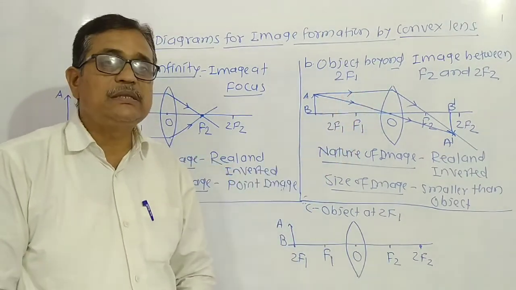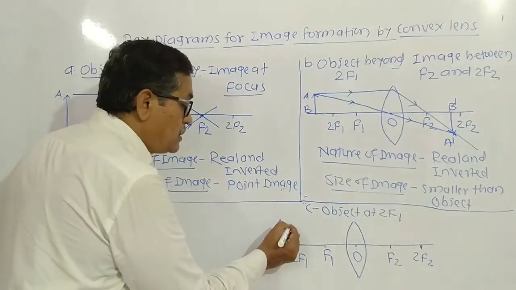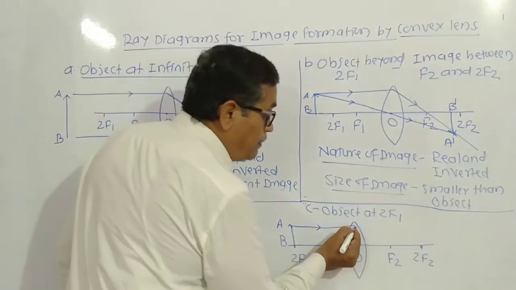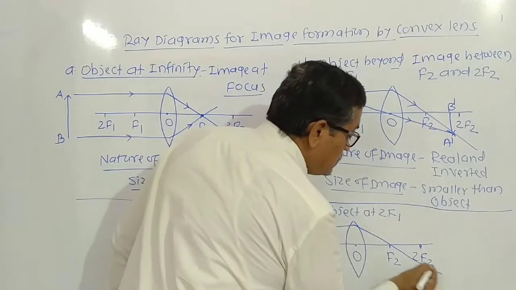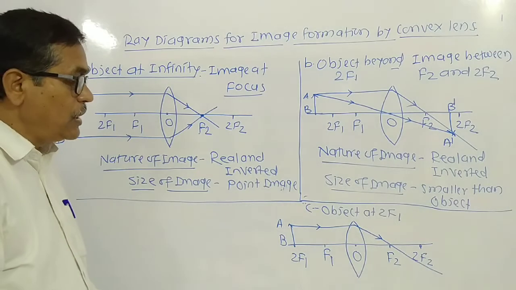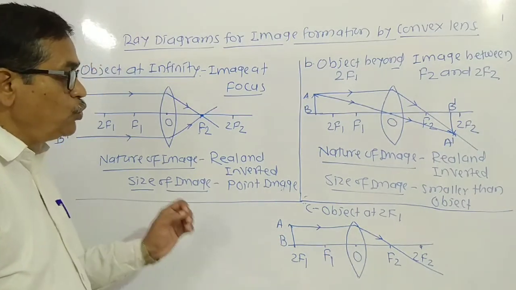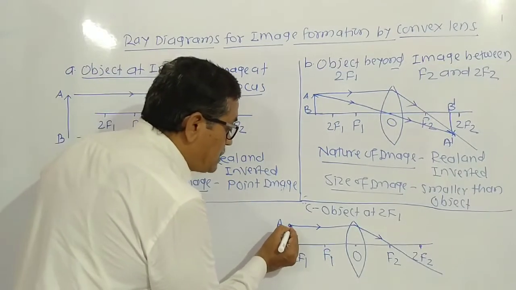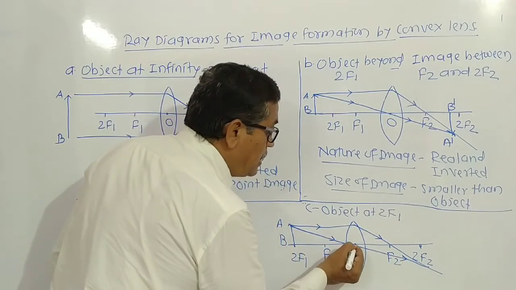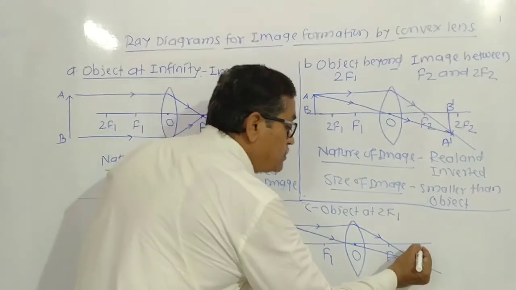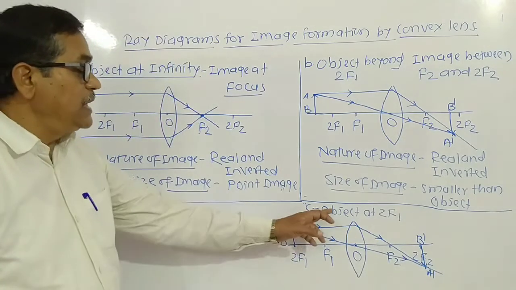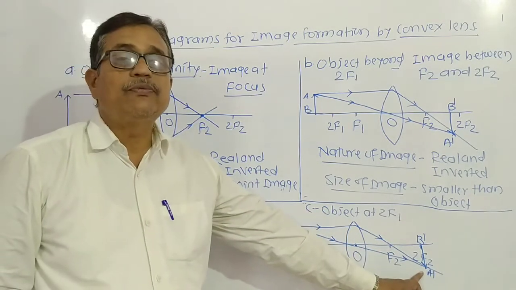Same as in the second diagram. Rule number first: a light ray parallel to the principal axis, the refracted ray passes through the focus. What is rule number third? A light ray passing through the optical center O in this way passes undeviated. The image of the object is at 2F2, A dash B dash is the image. Means object at 2F1, image at 2F2.